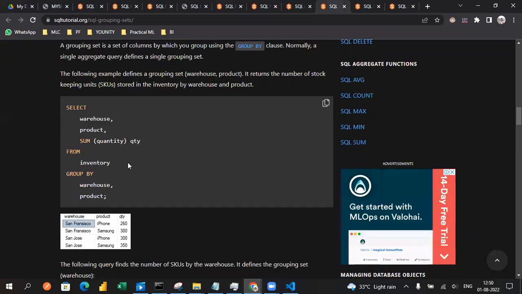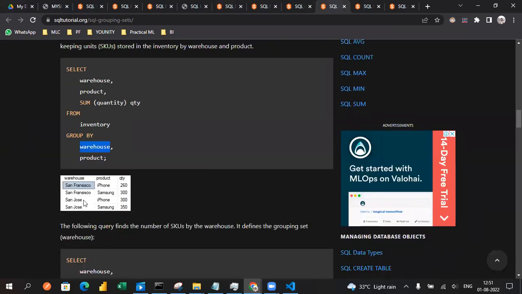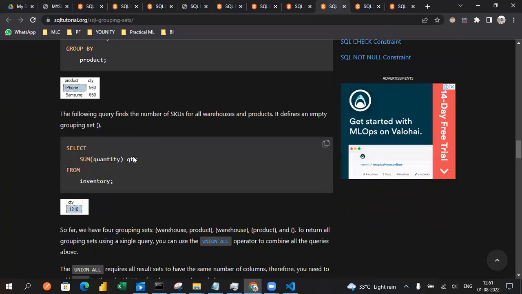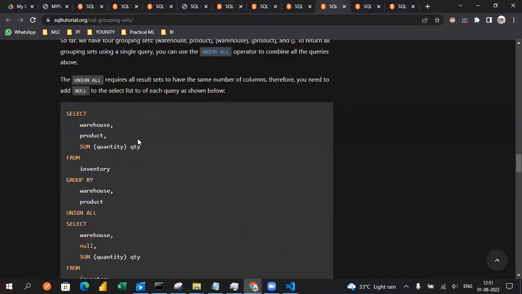I need to get information with respect to the warehouse and also the product, what it is going to return: the number of stocks, the units stored in the inventory by the warehouse and also the product. You can see this GROUP BY the warehouse, with San Francisco, San Jose, and San Francisco with the corresponding product and also the quantity results. I'm just summing up the quantity at the beginning, so that eventually I will get the total quantity. This eventually will work. We already saw this, but just for understanding and to get some ideas with respect to grouping sets, this is very helpful information, I would say.